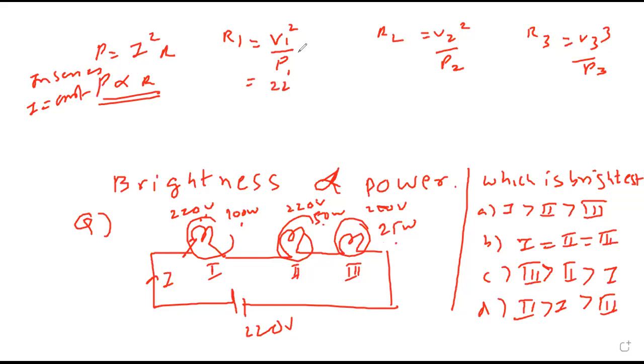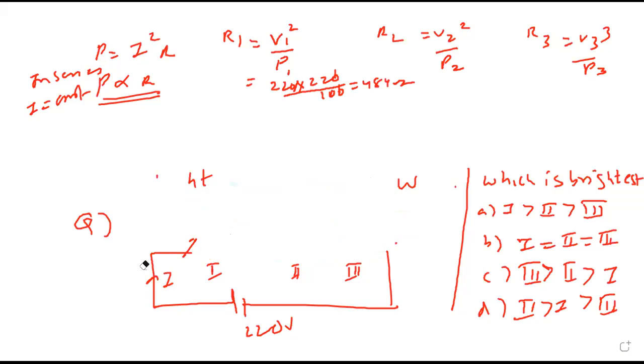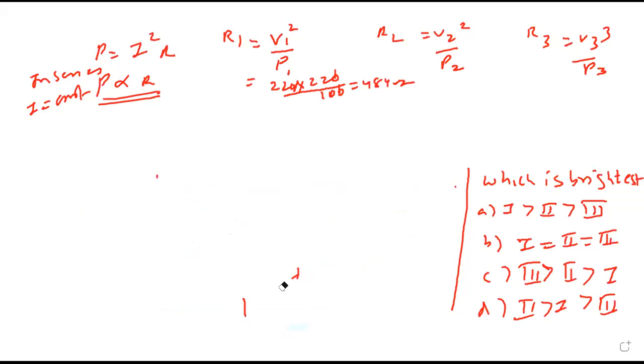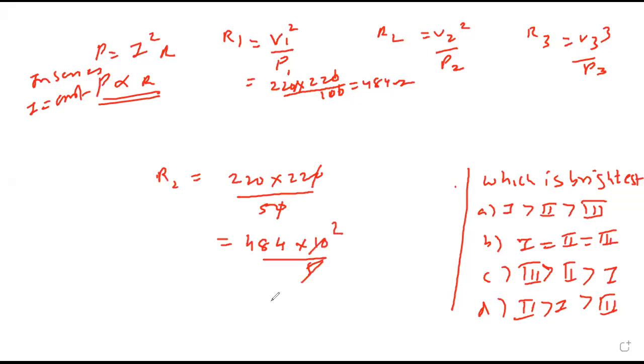This will be 220 into 220 upon 100. So 484 ohms R1. Then we can find R2. Power is 50, voltage is 220. R2 equals to V2 square, 220 into 220 upon 50. 10 you can cancel. 484 into 10 upon 55 into 2, that will become 968 ohms.